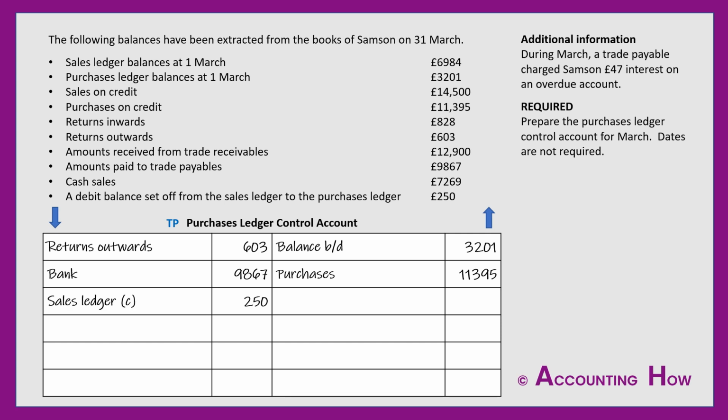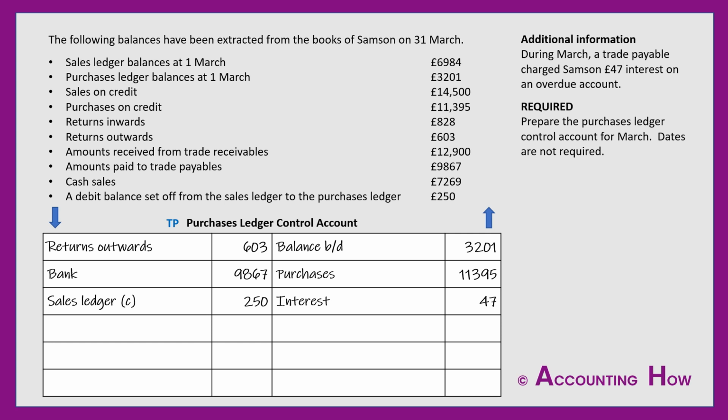And finally, I need to just go back to that additional information. During March, a trade payable charged Samson £47 interest on an overdue account. So it looks like he was late paying, and the terms and conditions with that supplier, he's got in a situation where he's been charged a little bit of interest because he was late making this payment. So that increases then the amount that Samson owes. He's now got to pay that supplier that £47. So I need to record that on the credit. It's increasing the liability.